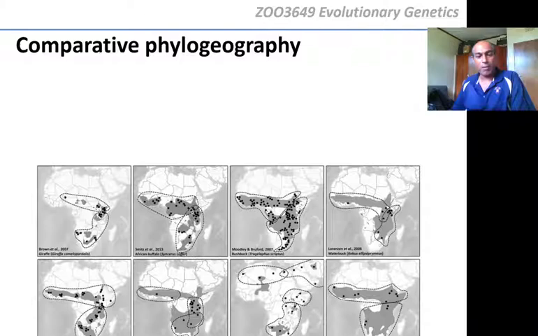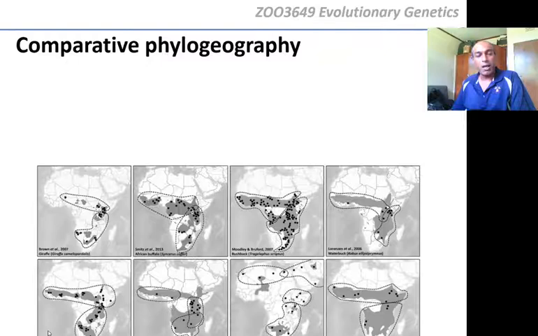You have giraffe, buffalo, bushbuck. This is actually a study that I did when I was a very young scientist in 2007, and you see here it's been used in this comparative study by another author. This is a study of waterbuck, spotted hyena, cheetah, warthog, and hartebeest.